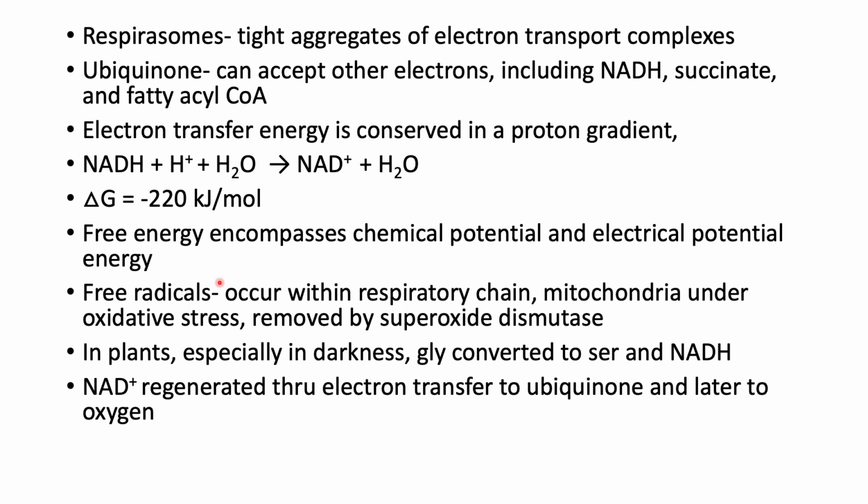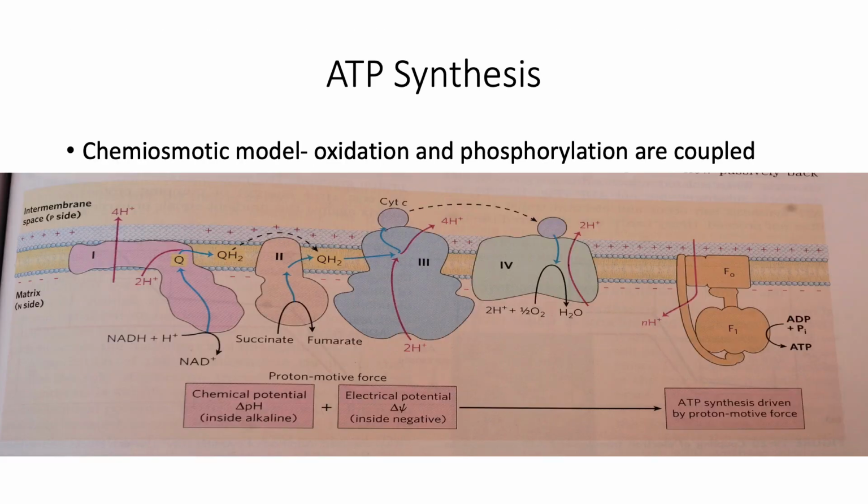Free radicals occur within the respiratory chain. The mitochondria are under oxidative stress, and superoxide dismutase removes that stress. In plants, especially in darkness, glycine is converted to serine and NADH, and NAD is regenerated through electron transfer to ubiquinone and later to oxygen, which was shown in the previous diagram.